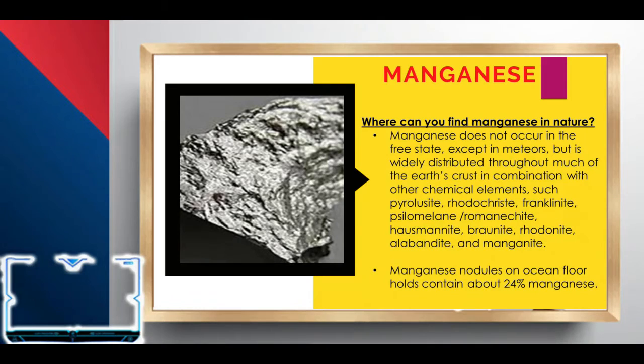Where can you find manganese in nature? Manganese does not occur in the pure state, except in meteorites, but is widely distributed throughout much of the Earth's crust in combination with other chemical elements such as braunite, rhodonite, and manganite. Manganese nodules on the ocean floor contain about 24% of manganese and are usually located at depths of 4,000 meters.